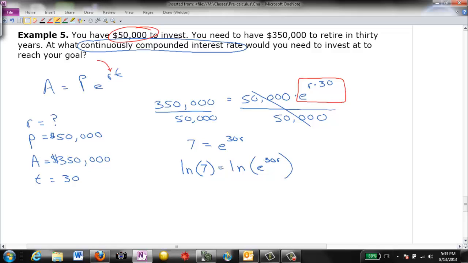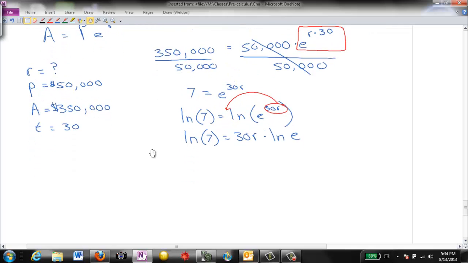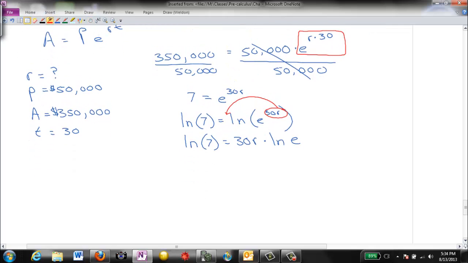And then I'm going to apply the power property. The power property is going to allow me to move this 30r to the front of the logarithm. So now I have the natural log of 7 equals 30r times the natural log of e. Okay, doing good so far. So the natural log of e equals 1. So that one's going to drop out. So now we have the natural log of 7 equals 30r.